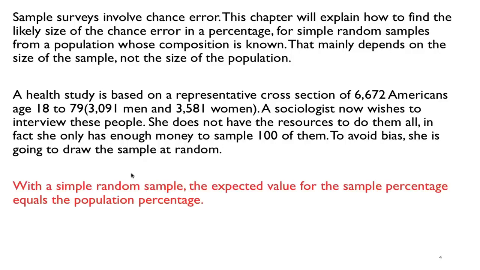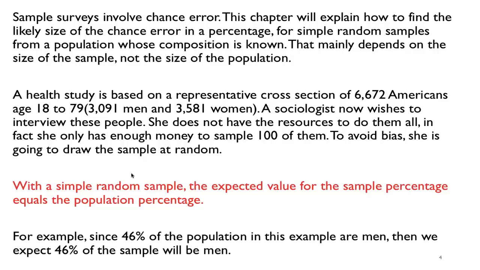we expect that with the simple random sample, the expected value for the sample percentage should equal the population percentage. So for example, since 46% of the population in this example are men, then we expect that when we pick our 100 random sample, our sample should reflect that, and so we expect that even in our sample, 46% of the sample will be men as well.